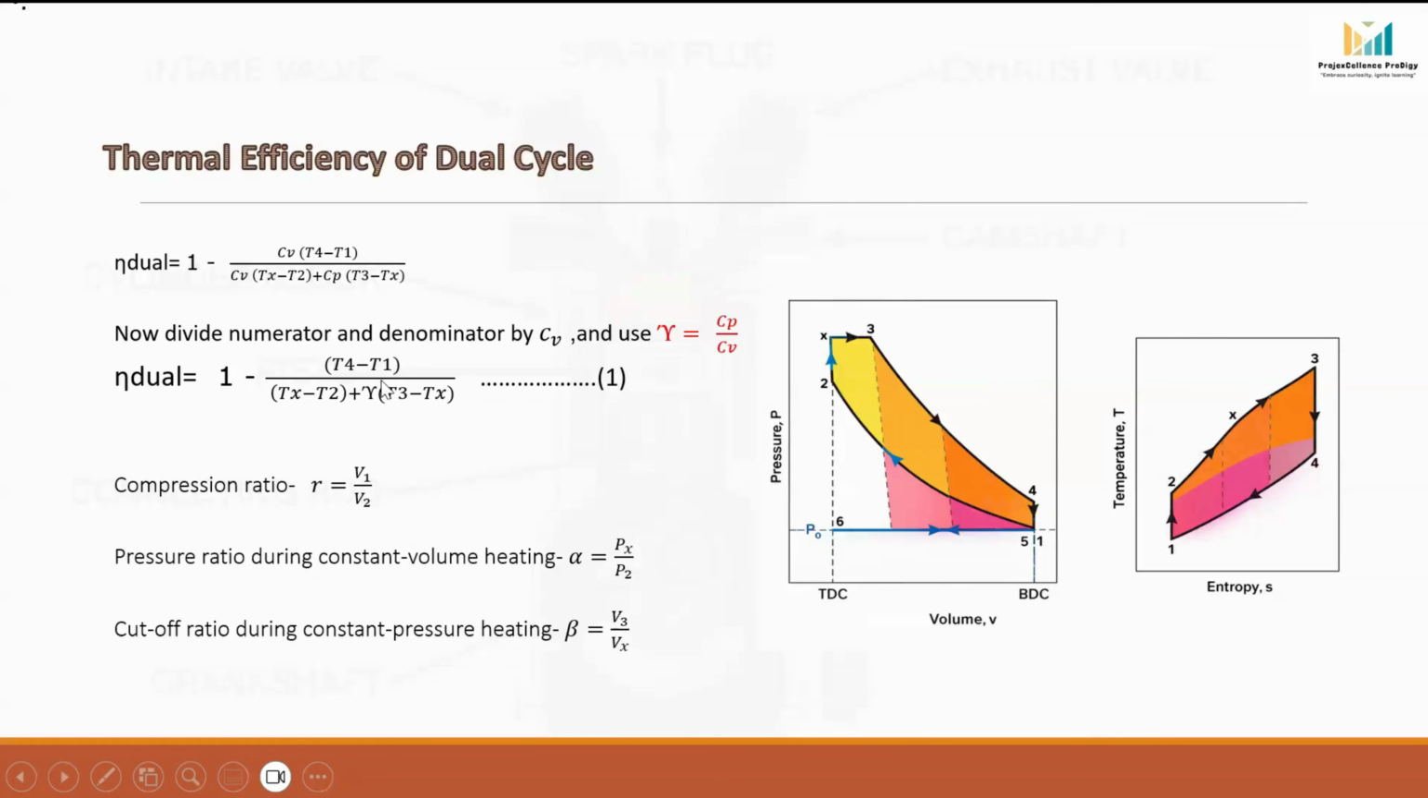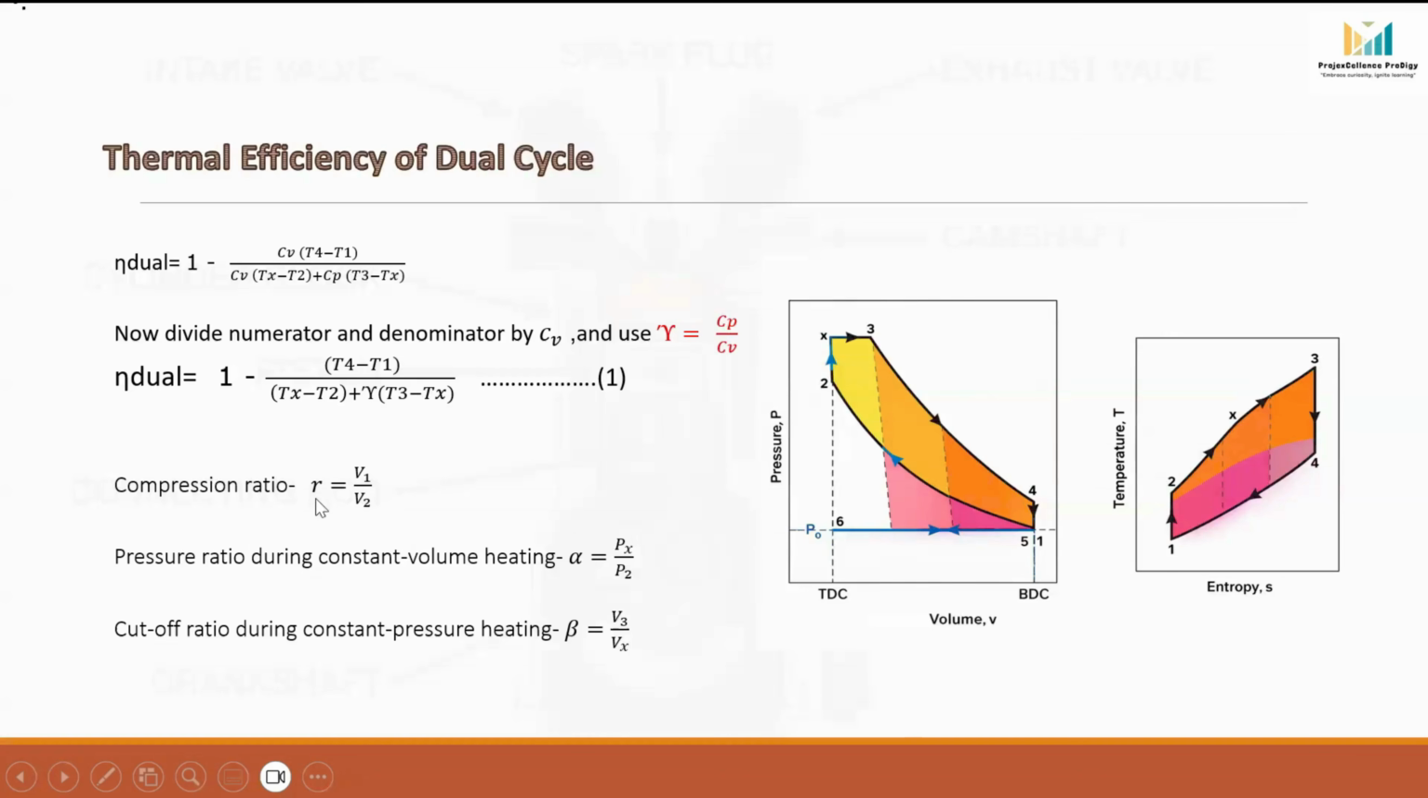Here, we don't directly use the temperature based efficiency formula. Why? The answer is simple. To use this formula, we need all the temperatures T1, T2, Tx, T3 and T4. But in real engines, these temperatures are not directly known and they keep changing with operating conditions. So instead, we express the efficiency in terms of ratios: compression ratio, pressure ratio and cutoff ratio. These are design parameters which are easy to measure and control. So we will derive this temperature formula further into ratios.